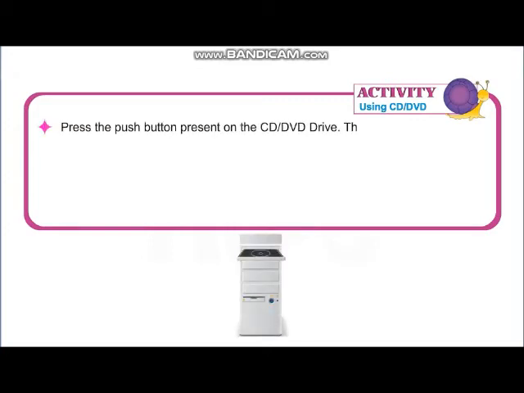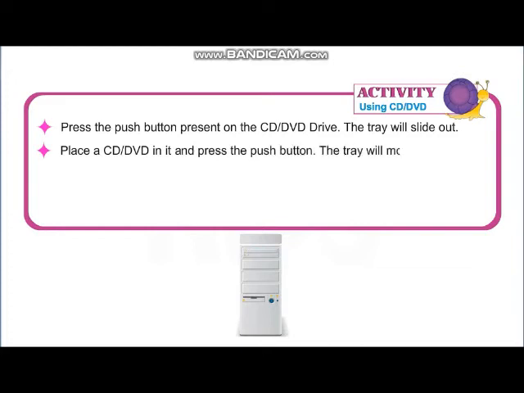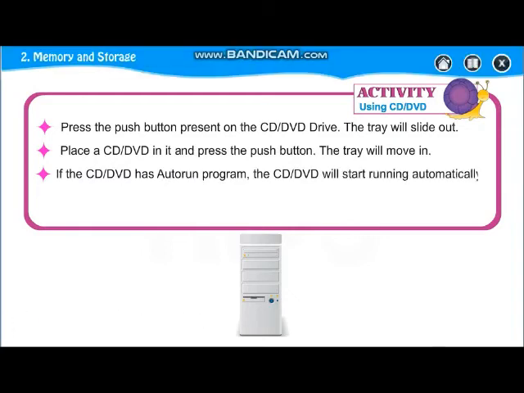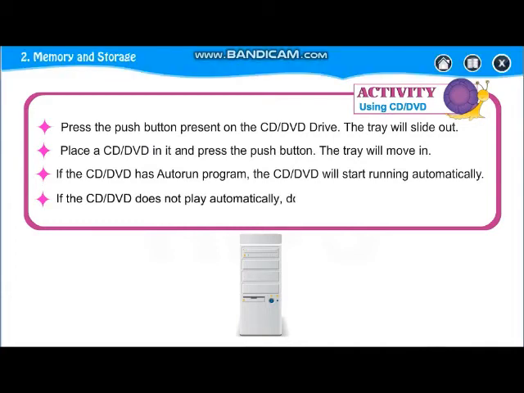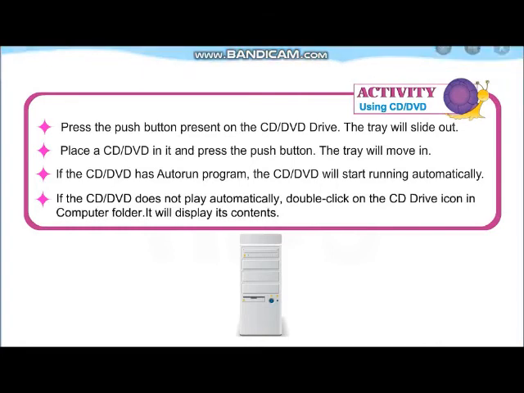Alright, let us do an activity using a CD or DVD. Press the push button present on the CD or DVD drive. The tray will slide out. Place a CD or DVD in it and press the push button. The tray will move in. If the CD or DVD has an auto-run program, it will start running automatically. If it does not play automatically, double-click on the CD drive icon in the Computer folder. It will display its contents. To open any file, just double-click on it.